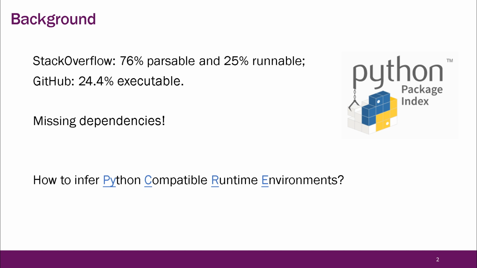The environment configuration issues are often caused by third-party package resources, triggering dependency errors. Programmers usually spend between 20 minutes and 2 hours to set up the environment, and in some cases, they even cannot restore a runtime environment. So, how to infer Python computable runtime environments?